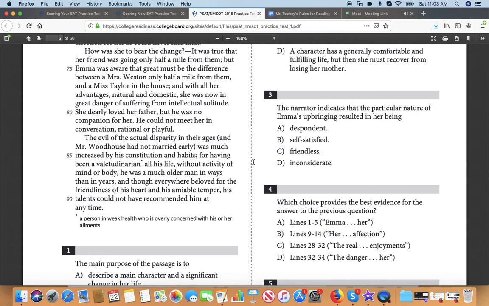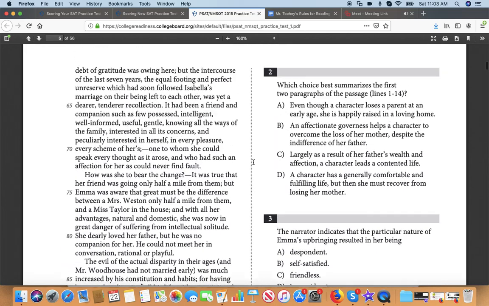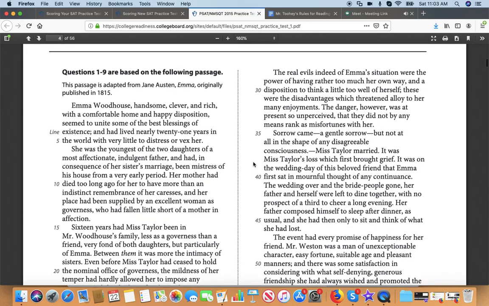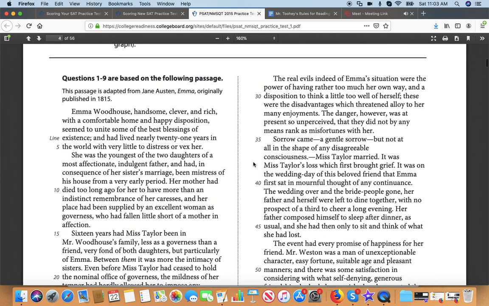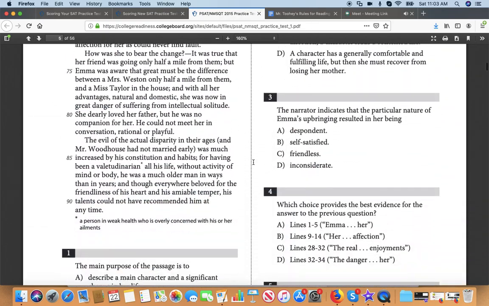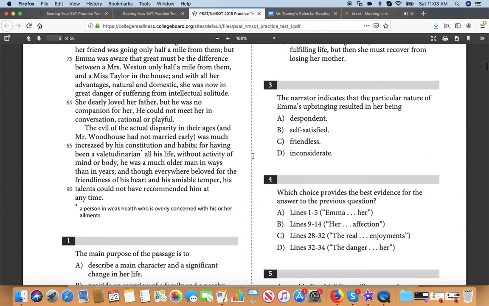I would say so. Can you think of any lines? Believe it was around maybe line 30. Absolutely. Read that sentence. The real evils of Emma's situation were the power of having rather too much her own way and a disposition to think a little too well of herself. Does that sound like self-satisfied? Yes. Absolutely. So we've got good evidence for that. B looks pretty good. Let's test the others. Try C.